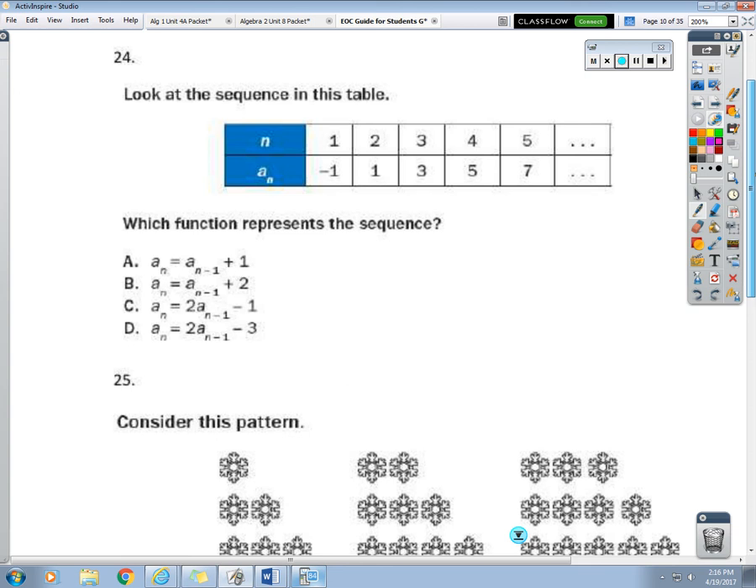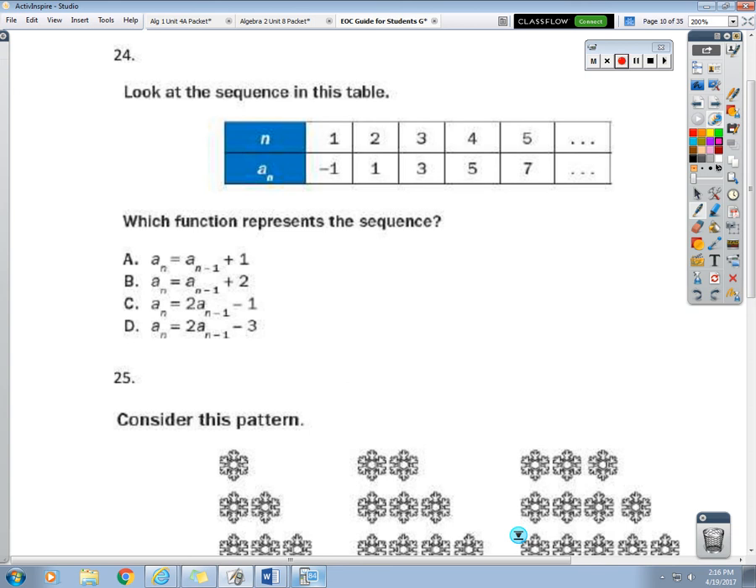Okay, number 24. Look at this sequence in the table. Which function represents the sequence? Now, while I was teaching this unit, you not only learned the explicit formula, you also learned the recursive formula. And that's what these choices are, the recursive formula. You just have to decide which one is the right recursive formula.